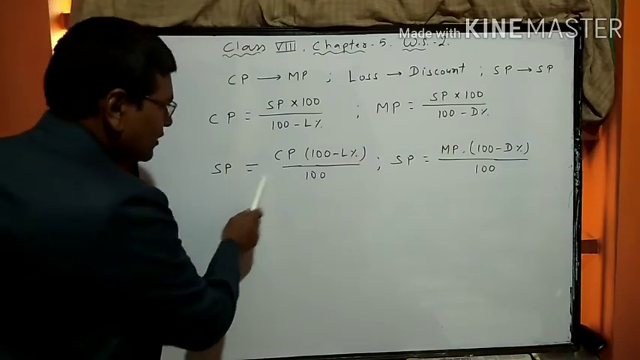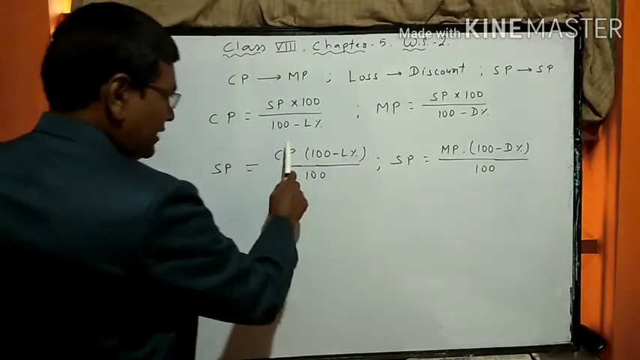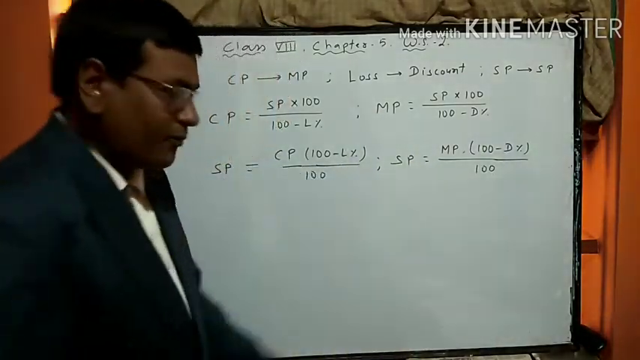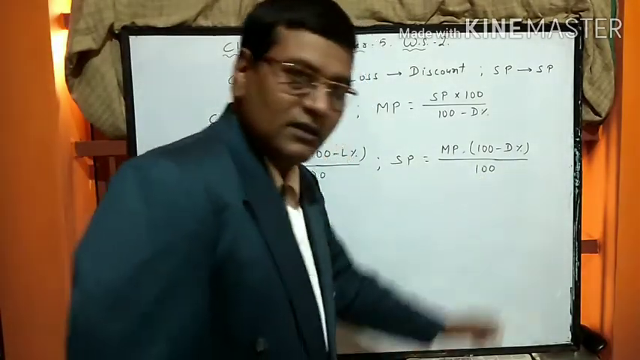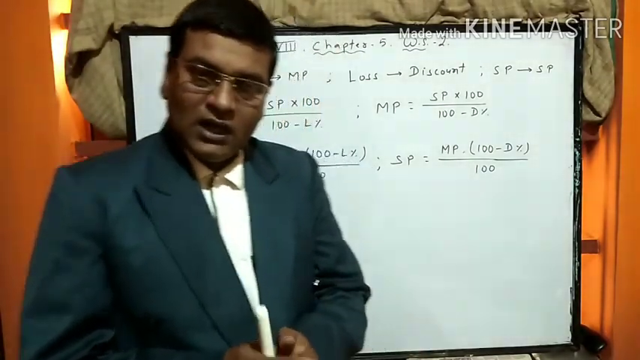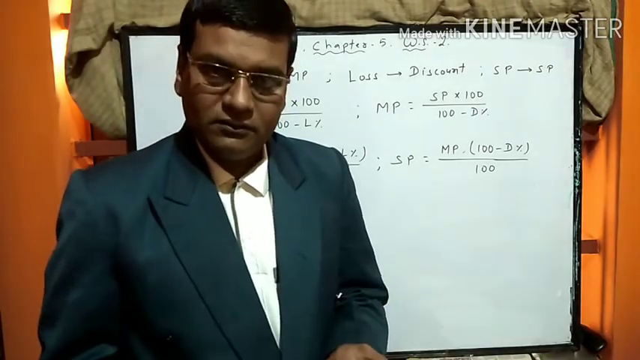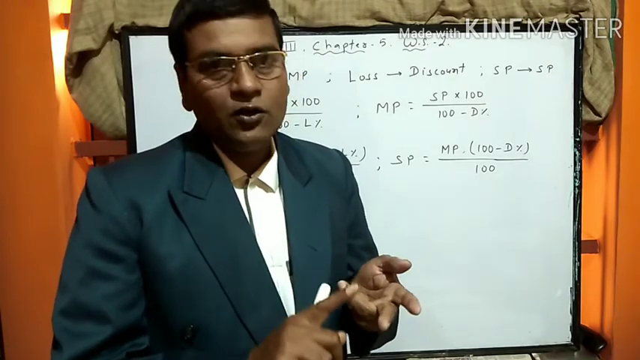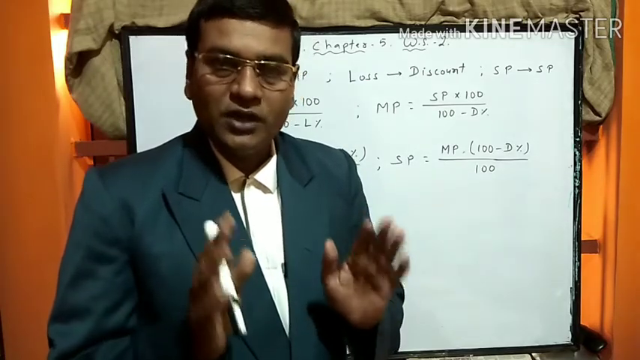Again, SP equal CP into 100 minus loss percent by 100. In place of CP, MP. In place of loss, discount. So, SP equal MP into 100 minus discount percent by 100. You have to use the formula according to what are given and what is to find. Always remember this, what are given and what are to find. According to that, you have to use suitable formula.